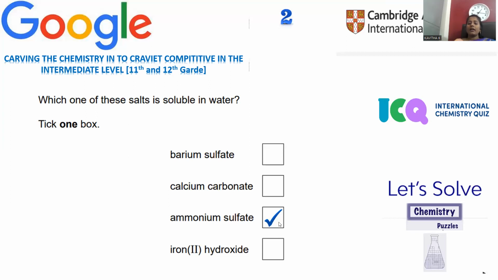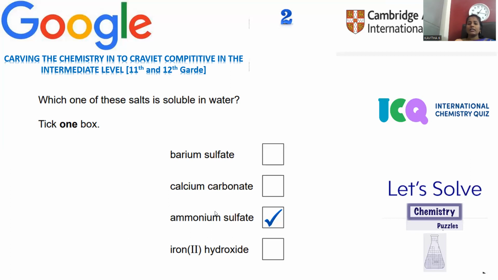substance. Ionic substance denotes what? Polar in nature. Ammonium sulfate denotes what? NH4 positive and SO4 minus 2 will be there. All the ions are highly charged, and an ionic substance is more favorable to dissolve in water. Water being a polar solvent, highly polar compounds will be preferred to dissolve in water. So ammonium sulfate is more preferred for water solubility over barium sulfate, calcium carbonate, iron 2 hydroxide.